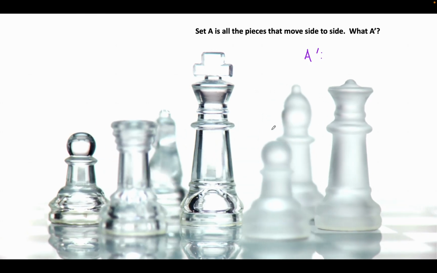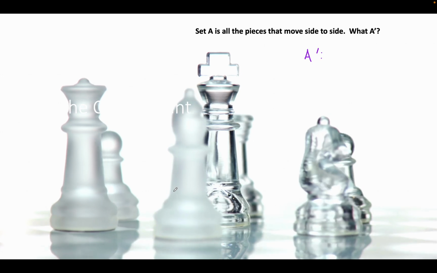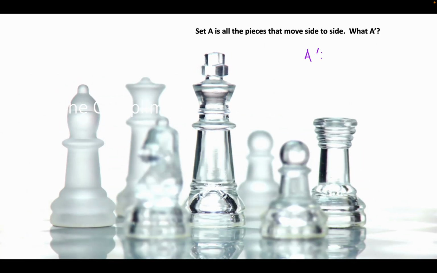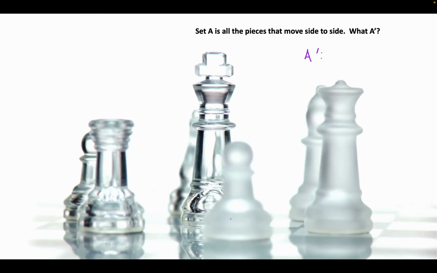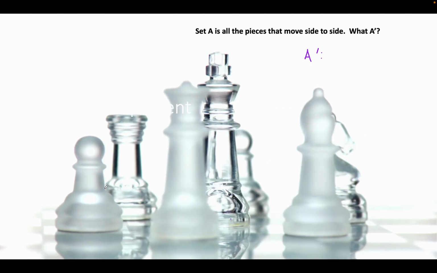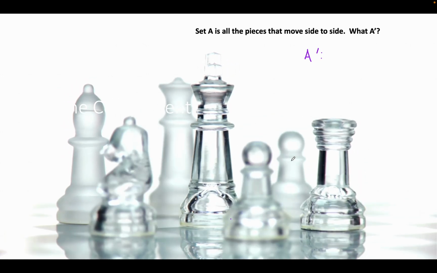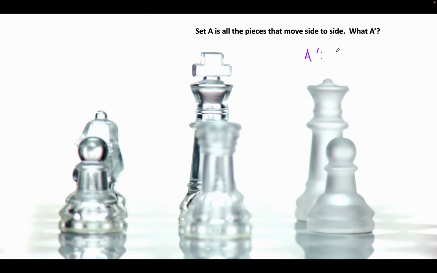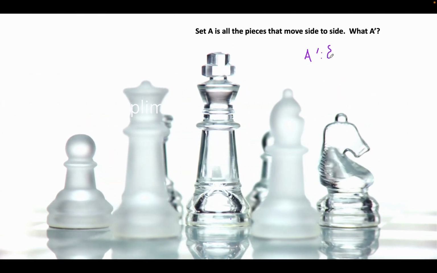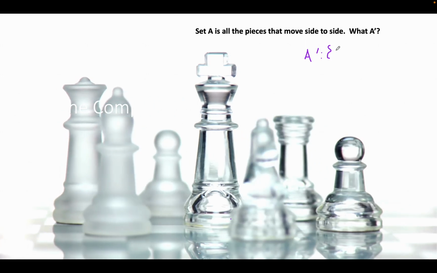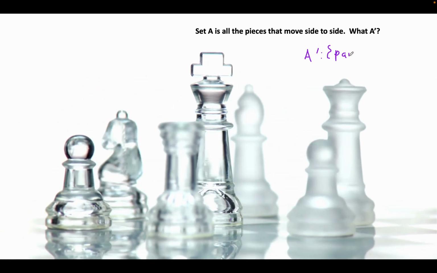Alrighty, so A prime is, first of all, let's go through, let's see. All right, so let's start with the pawn. There goes the pawn. He's walking down back there behind the king. Do pawns move side to side? They do not. They only move forward, and that means that a pawn is part of this set.